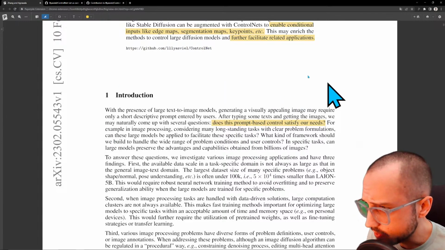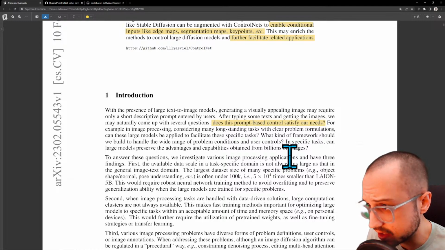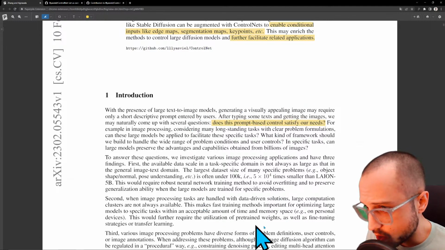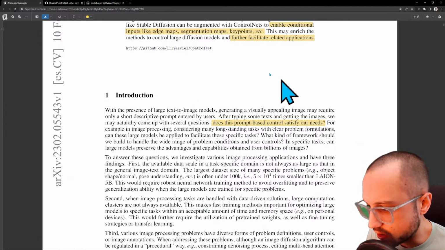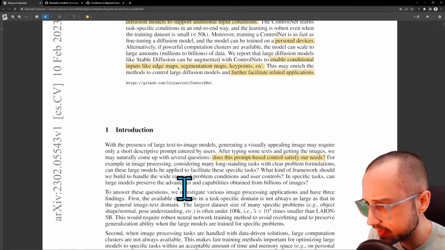So I like how this paper starts off with the idea of, hey, let's actually think if prompt-based control is enough to satisfy our needs, right? They start by putting into question the idea that our future would be dominated by prompt-based control of AIs and not more fine-tuned control of AIs with things such as edge maps, segmentation maps, and so on.